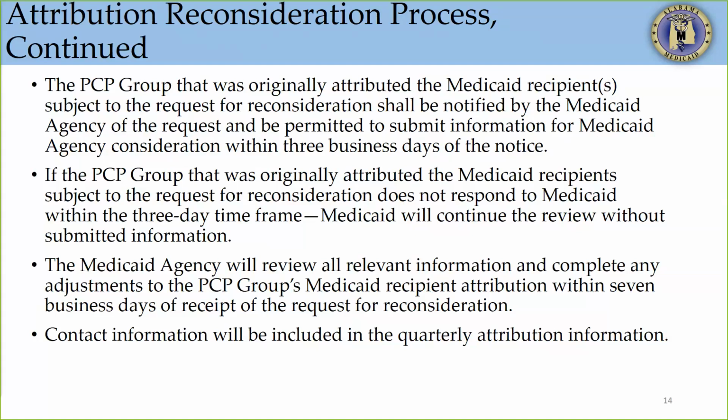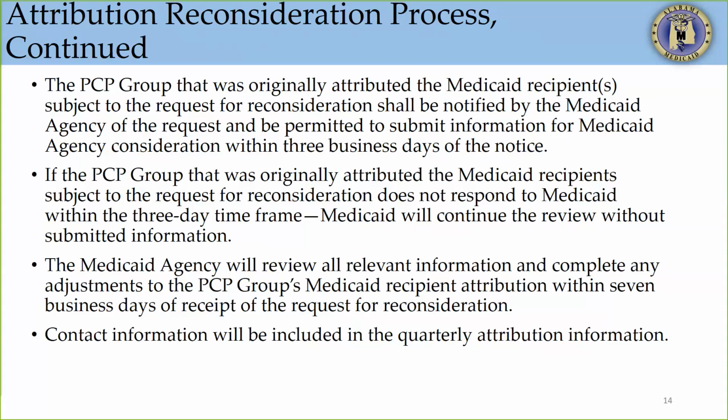The Medicaid Agency will review all relevant information and complete any adjustment to the PCP group's Medicaid recipient attribution within 7 business days of receipt of the request for reconsideration. The reason why you will notice it is a very quick turnaround is so that all of the attribution as well as all of the redeterminations can be dealt with prior to the bonus payments being submitted.